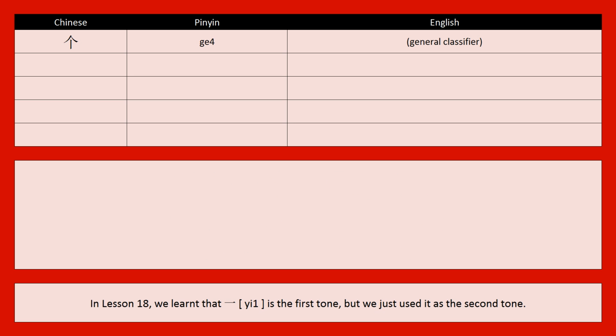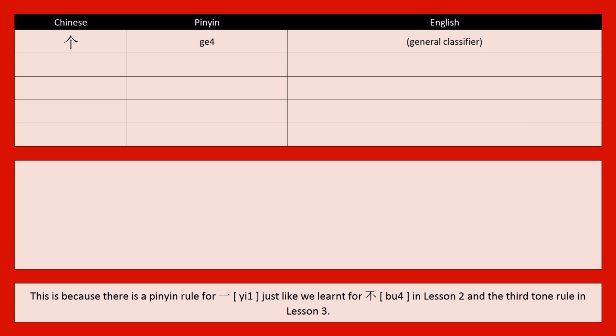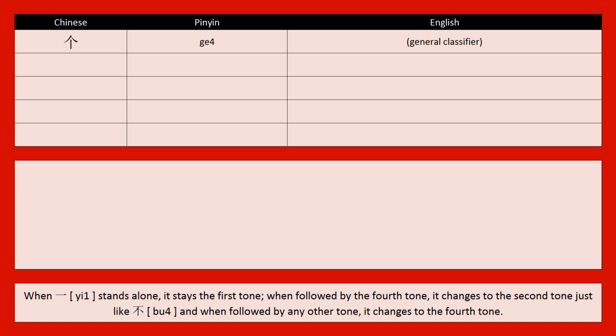In lesson 18, we learned that 一 is the first tone, but we just use it as the second tone. This is because there is a pinyin rule for 一, just like we learned for bu in lesson 2 and a third tone rule in lesson 3. When 一 stands alone, it stays the first tone. When followed by the fourth tone, it changes to a second tone, just like bu.